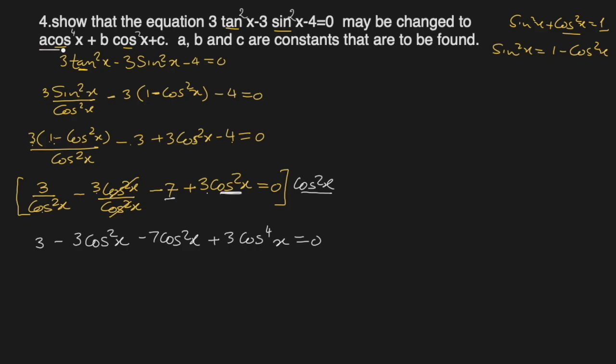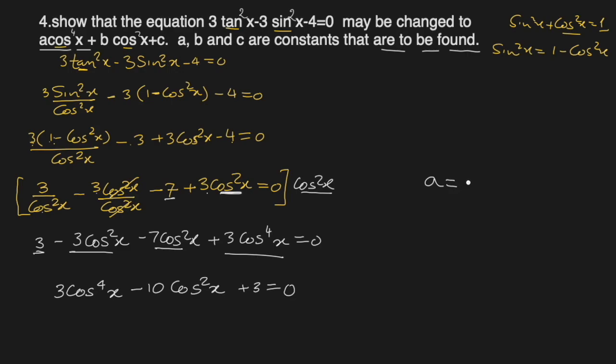Look at our target. We want cos to the power 4 first, so we'll write this one first. 3 cos to the power 4 x. Then we want cos squared. So we have two cos squared terms, minus 3 and minus 7, minus 10 cos squared x. And then c is just the constant 3 equal to 0. And they are to be found out, they said. So we can easily say now a is 3, b is negative 10, and c is 3. This is our answer.